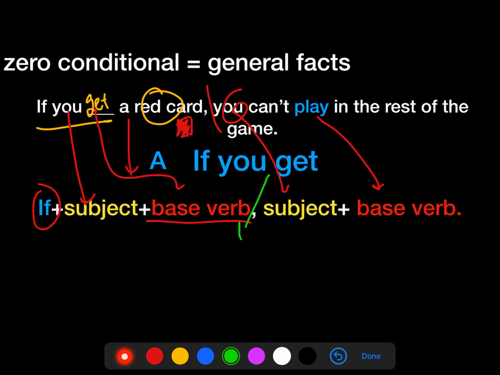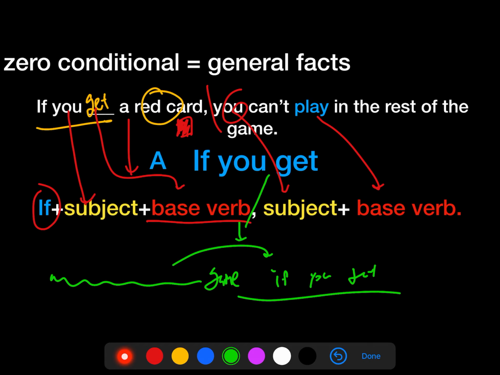Just one more thing. We can change the order, so you can play in the rest of the game if you get a red card. You can change the order like this. It's fine, but no comma. Okay? Very good.